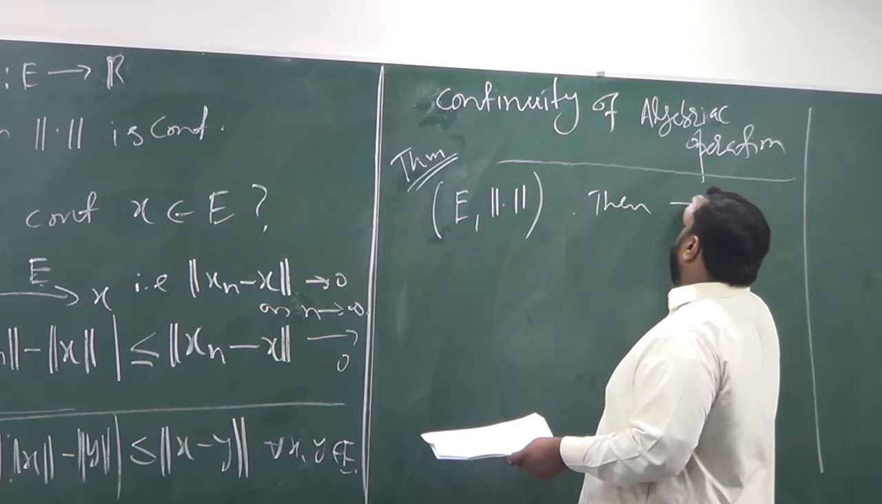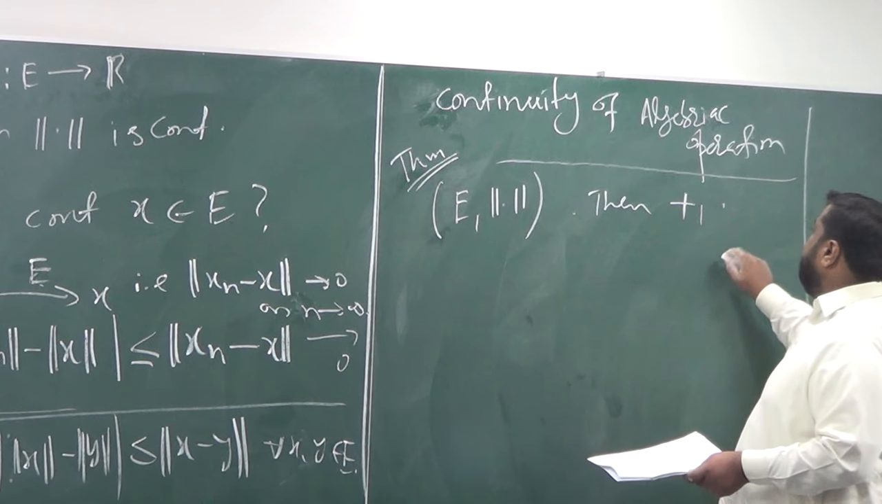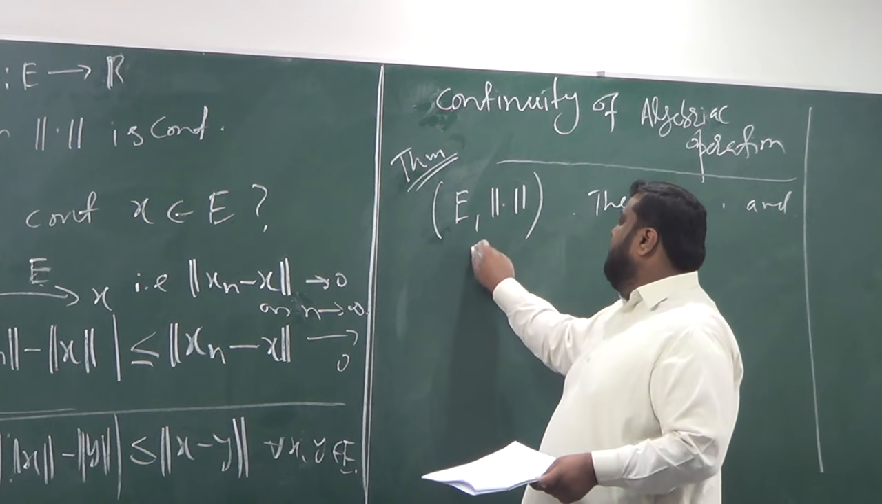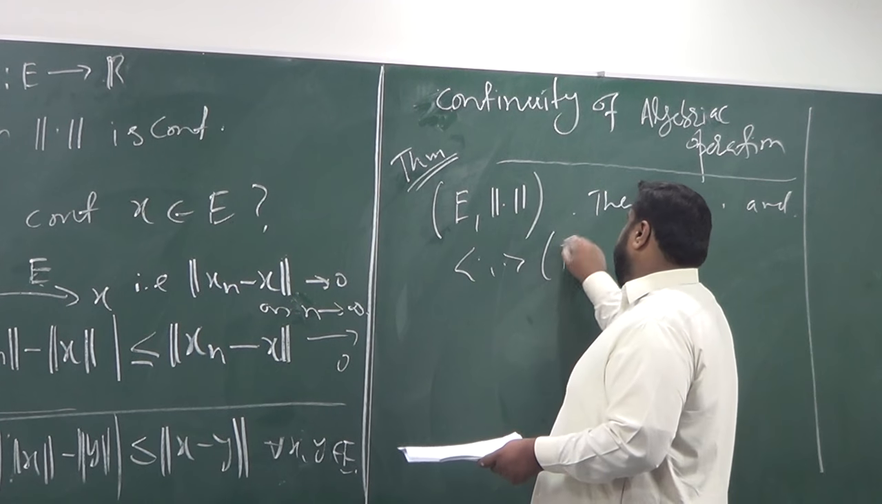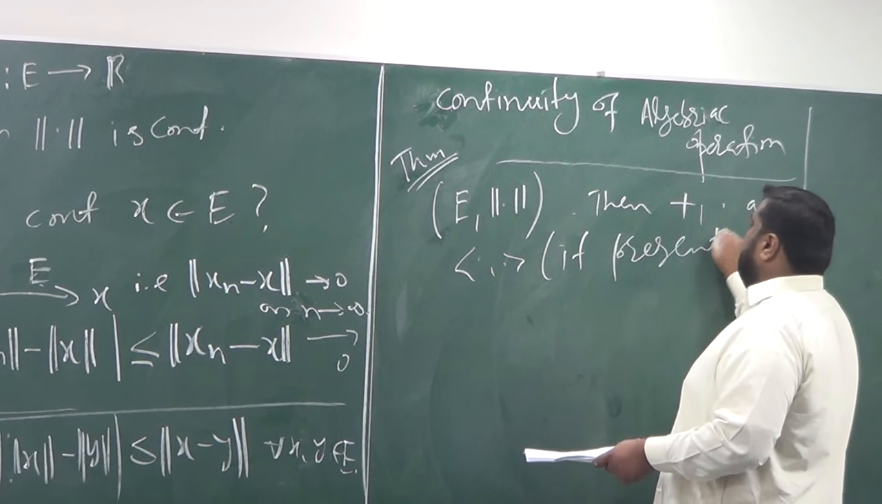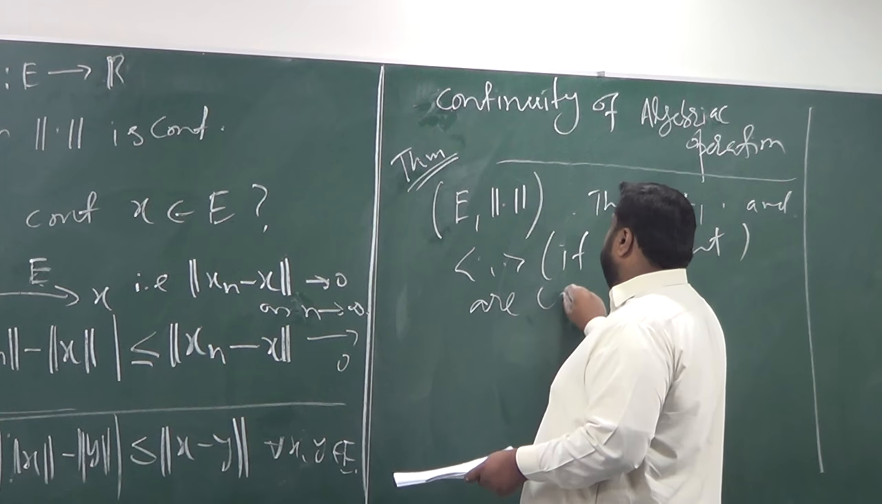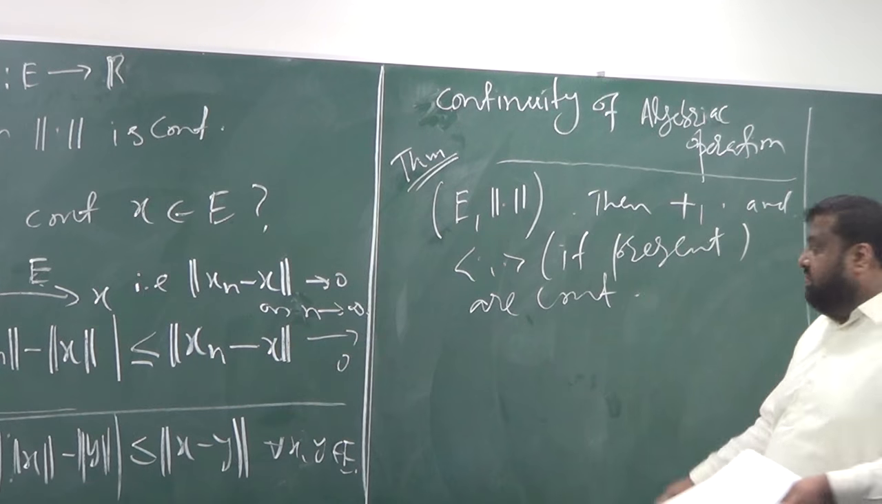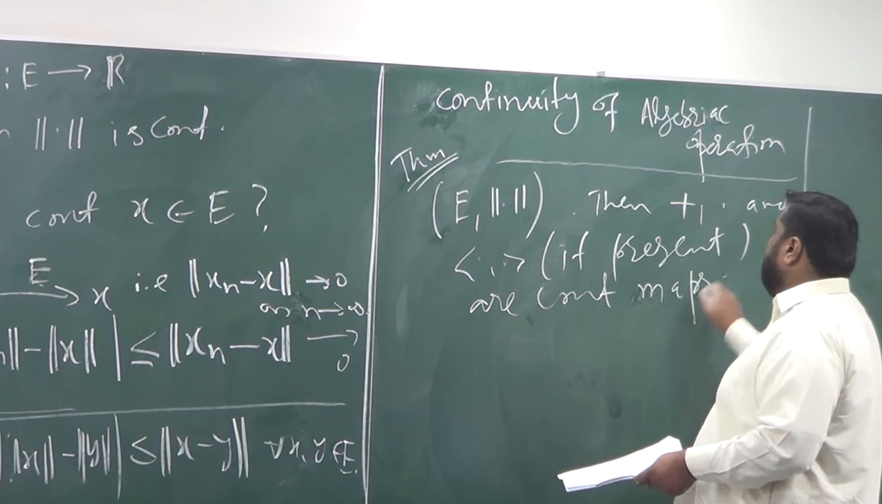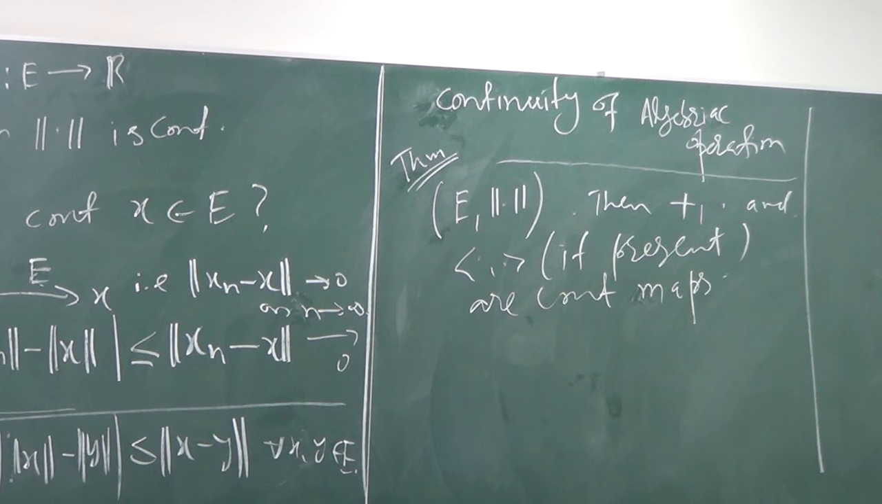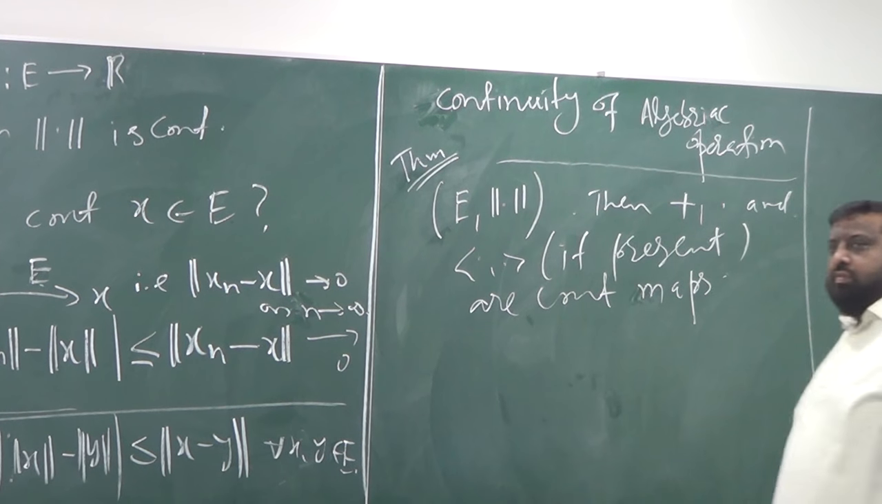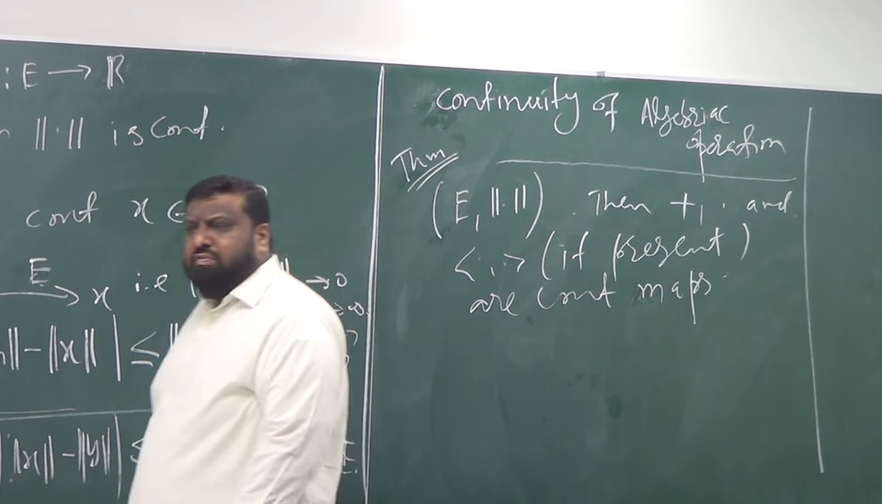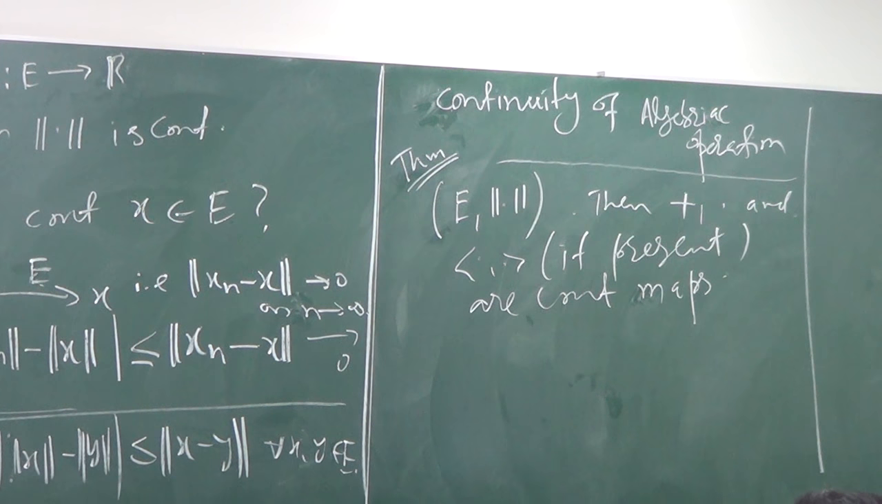Then plus, scalar multiplication and inner product, if present obviously, are continuous maps. Plus being continuous: take two sequences which are converging.